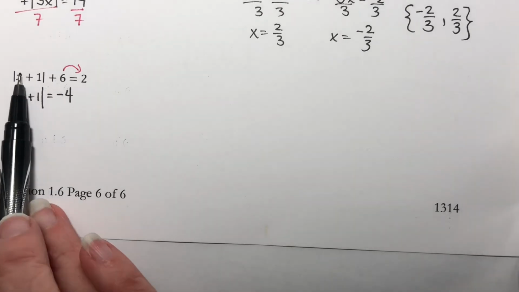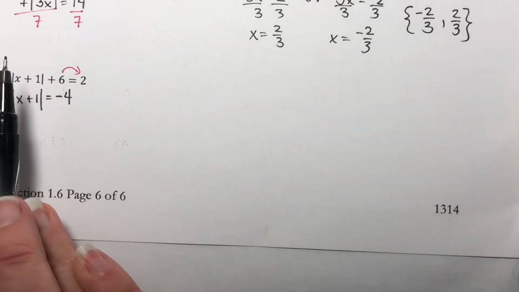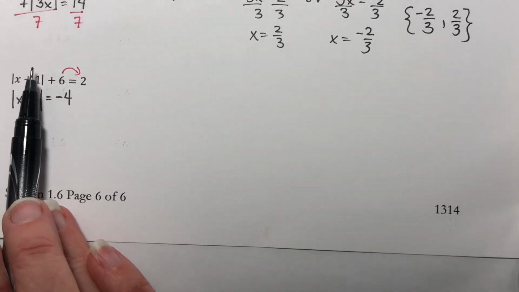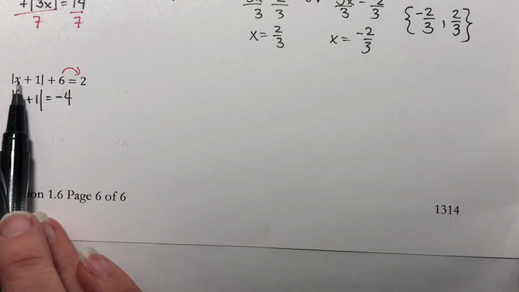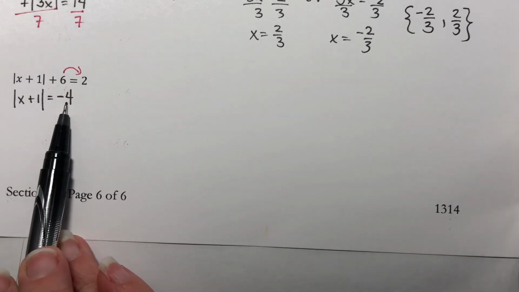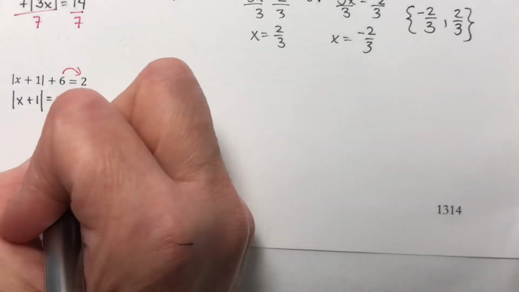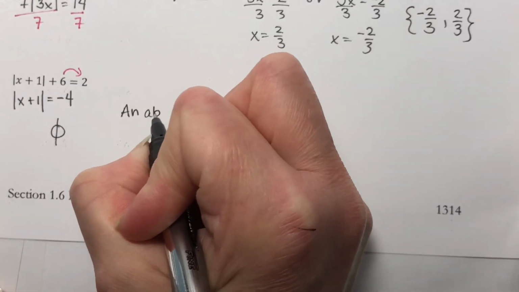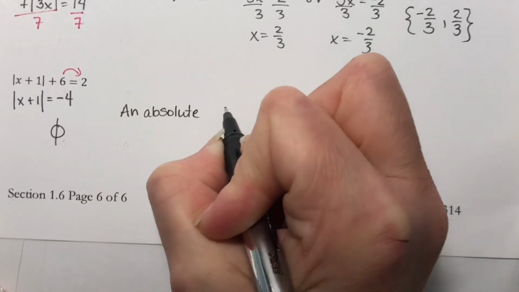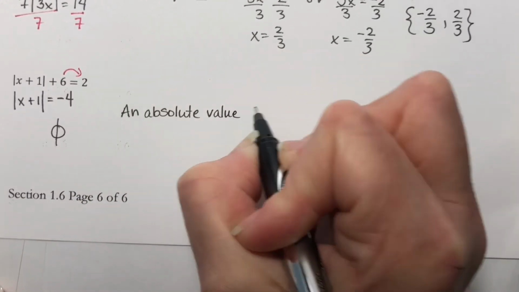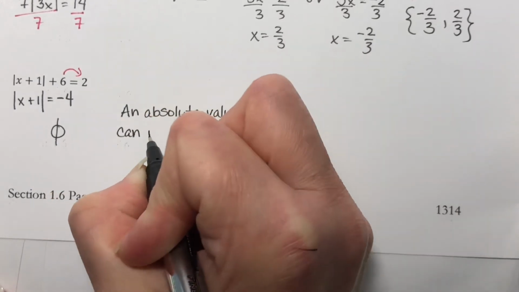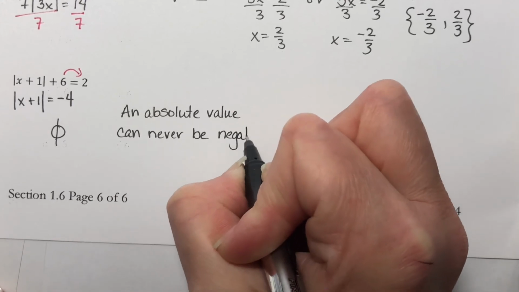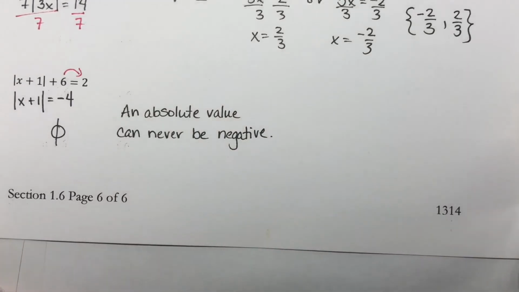So it doesn't even matter what's inside here. No matter what number I plug in here, after I do the arithmetic, if I take the absolute value of it, I'm either getting 0 or I'm getting a positive number, never a negative number. So this is impossible. This has no solution, because an absolute value can never be negative. So this has no solution at all.